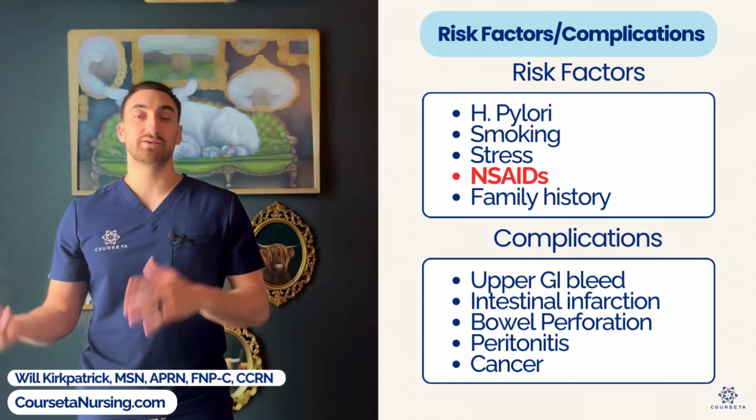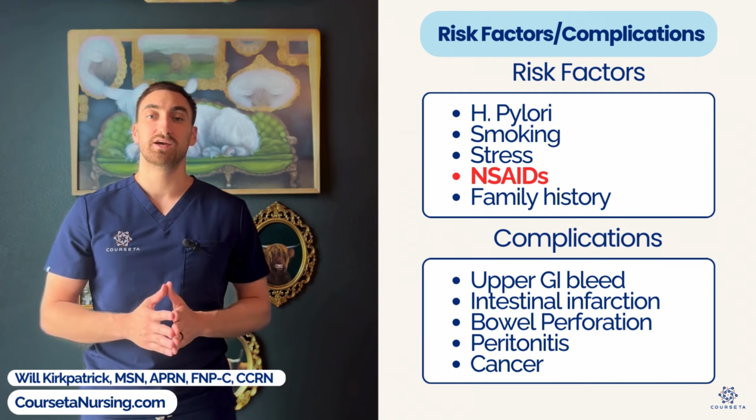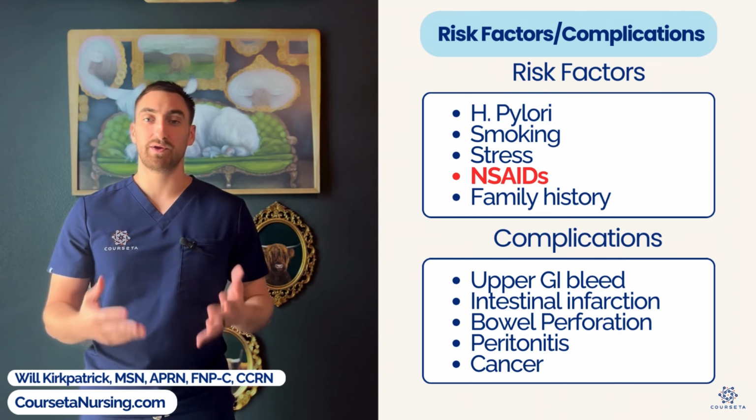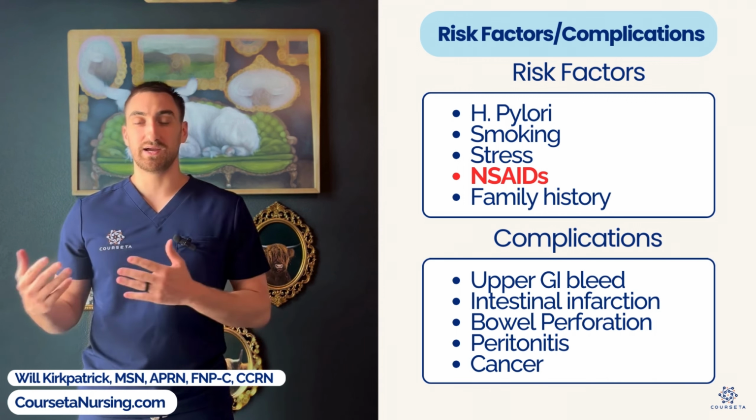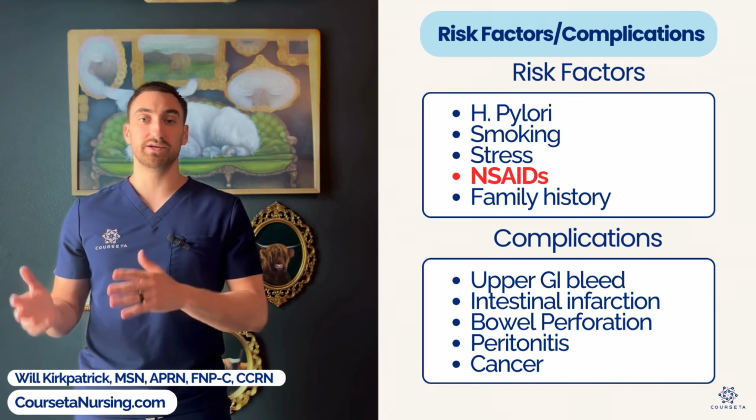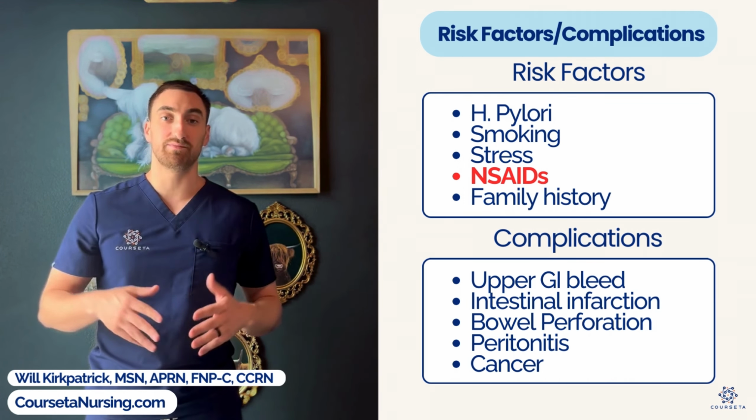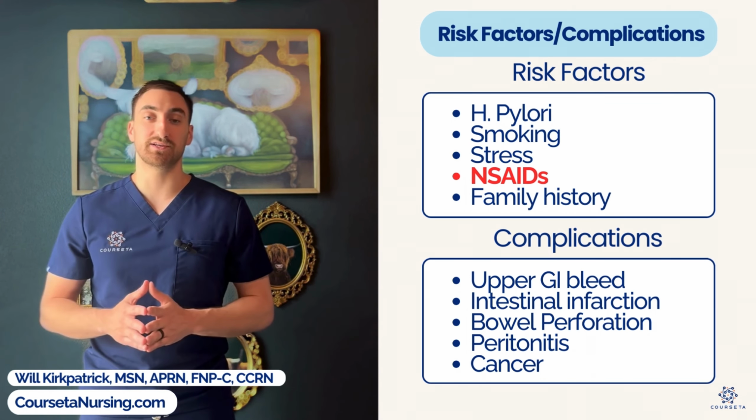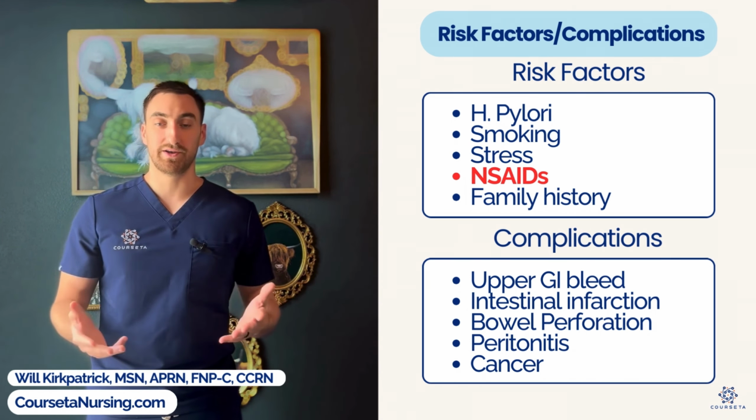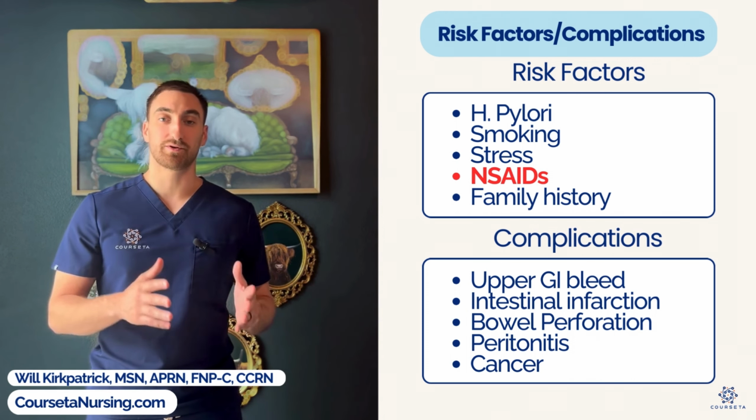So now let's go over to complications. So us as nurses, what do we need to worry about when we have a patient with peptic ulcer disease? Well, number one is an upper GI bleed, so an upper gastrointestinal bleed. So we talked about hematemesis, if you have bloody vomit, or dark black stool, so a black tarry stool is a common sign of melena. So that is your upper GI bleed.